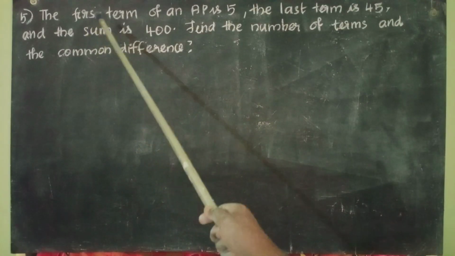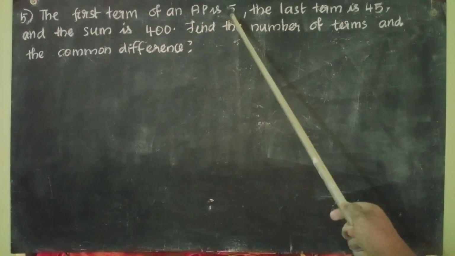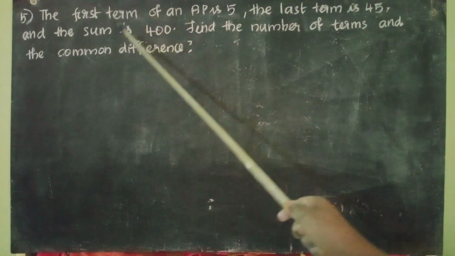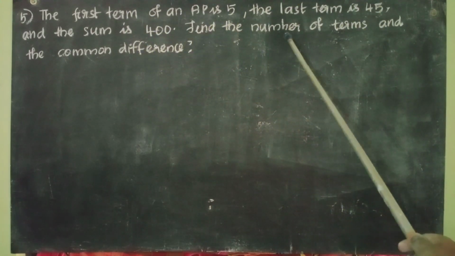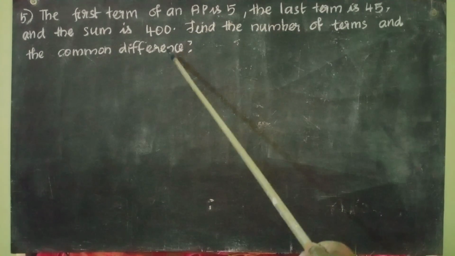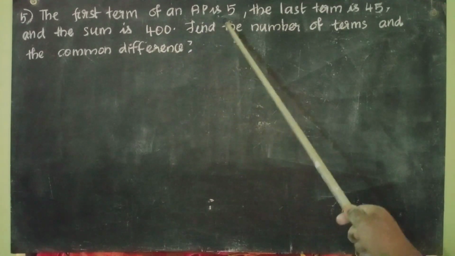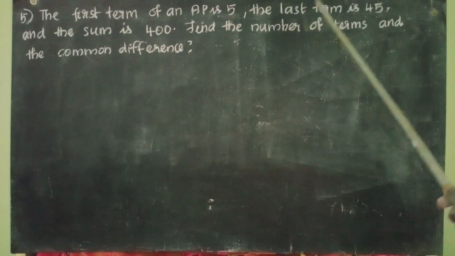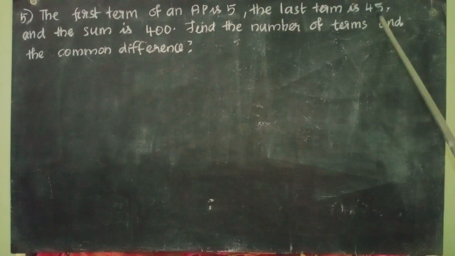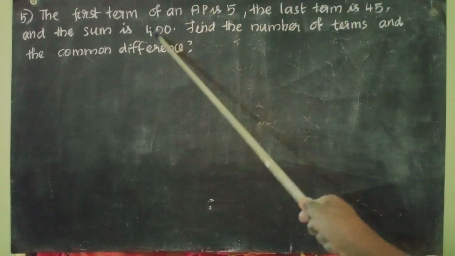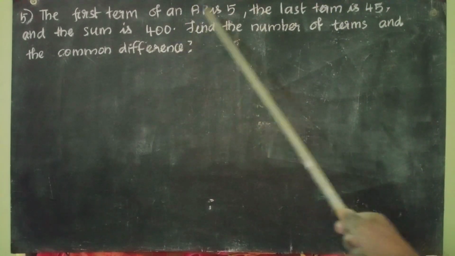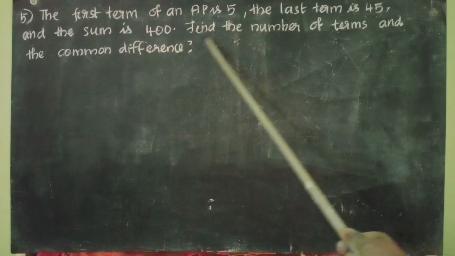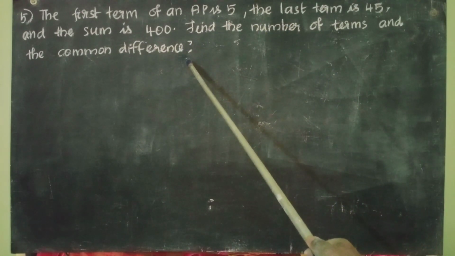Question number 5. The first term of an AP is 5 and the last term is 45. The sum is 400. Find the number of terms and the common difference. The first term a is given, it is 5. The last term an, or l, is given, it is 45. The sum Sn is given, 400. We have to find out the number of terms, that is n, and the common difference, that is d.